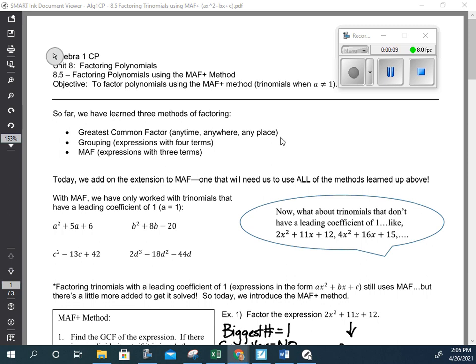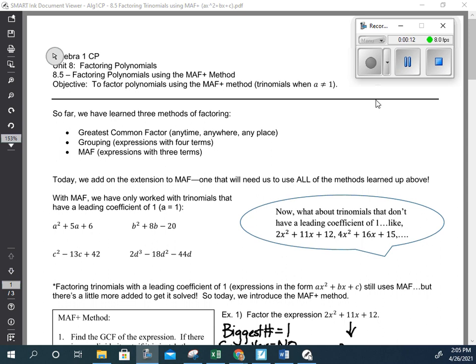All right, so section 8.5, we now move into another method of factoring, which is known as MAF plus. So let's remind ourselves where we've been. We have three factoring methods. Greatest common factor, we can use anytime, anywhere, any place. Grouping, we need 4 terms to use it. MAF, we need 3 terms to use it. So greatest common factor always kicks things off. And then the other 2 we use if we have enough terms to use.